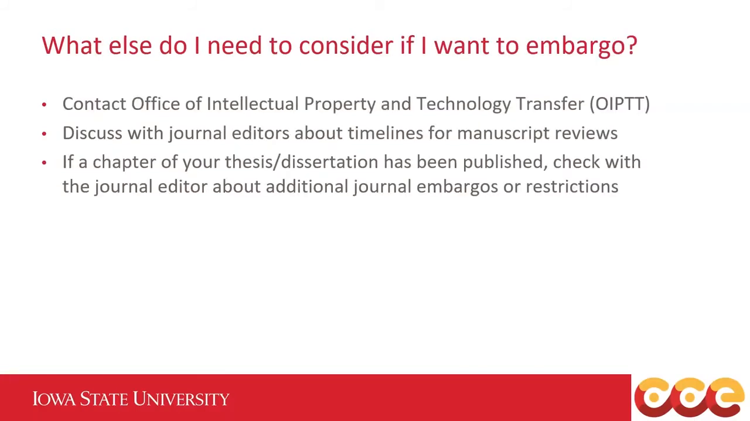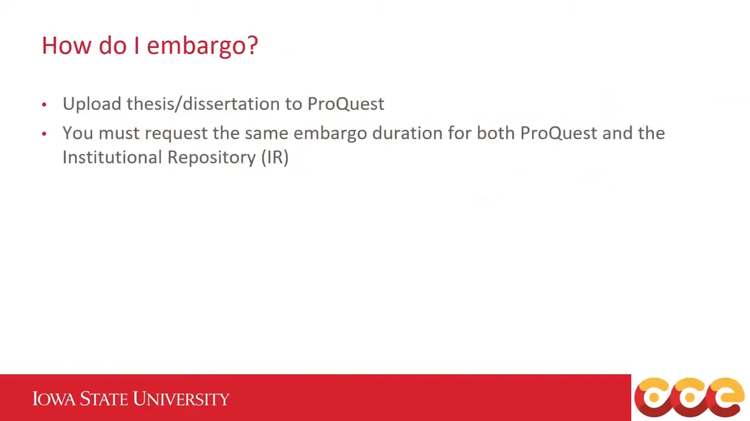What else do I need to consider if I want to embargo? Contact the Office of Intellectual Property and Technology Transfer, or OIPTT, to ensure that your embargo meets the requirements of your patent or research contract if applicable. Discuss with journal editors about potential timelines for manuscript reviews. If a chapter in your thesis or dissertation has been published, be sure to check with the journal editor if there are additional journal embargoes or restrictions.